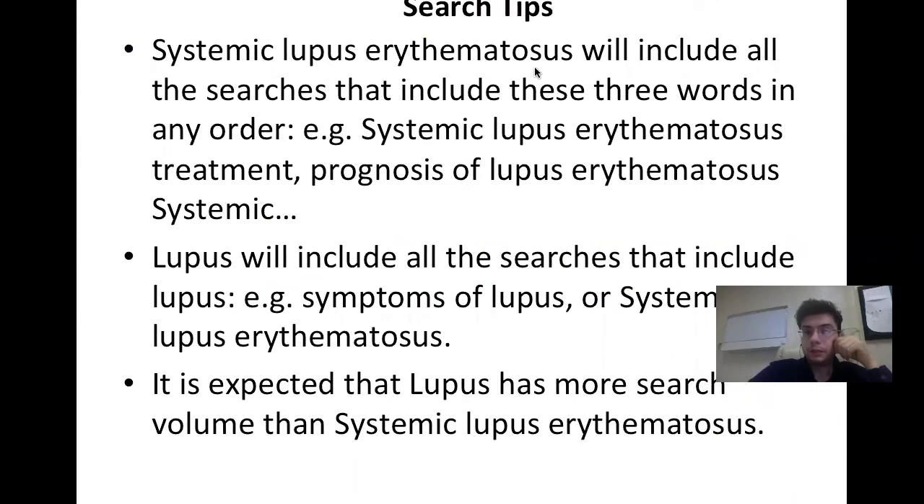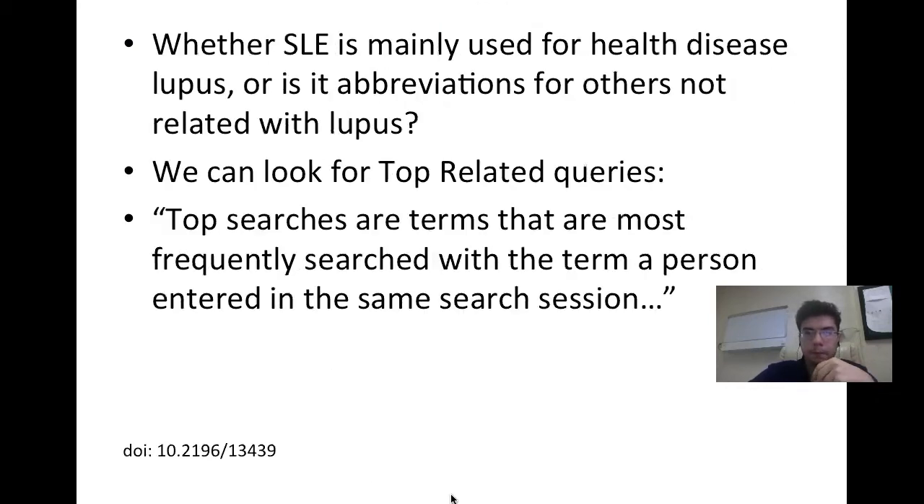So there are a few search tips to add keywords in Google Trends. For instance, the term systemic lupus erythematosus will include all the searches that include one of these three words, that is systemic or lupus or erythematosus. For example, you can take systemic lupus erythematosus treatment, or prognosis of lupus, or erythematosus systemic. So you can put it in any order you want. Since lupus is a more general term, it is expected that there are more search volumes than systemic lupus erythematosus when we use the word lupus.